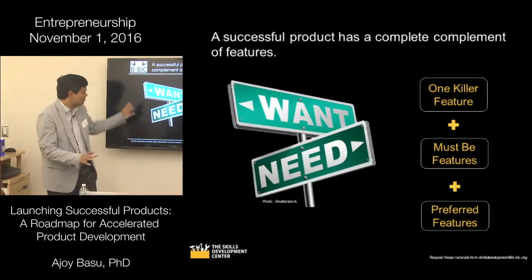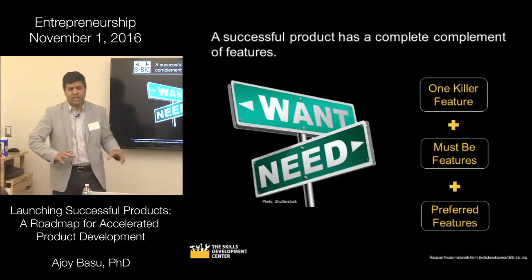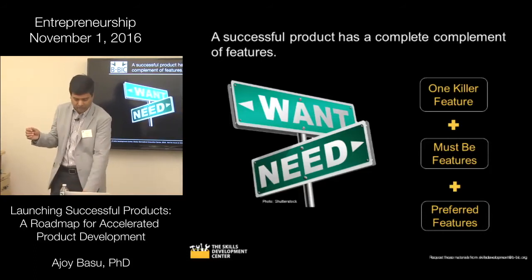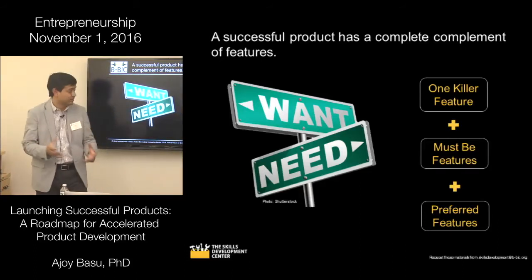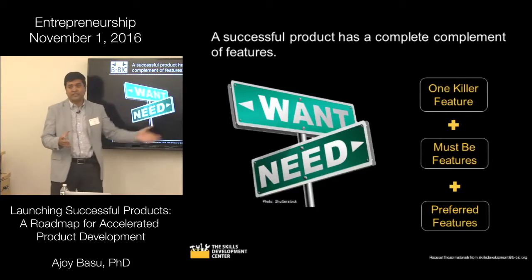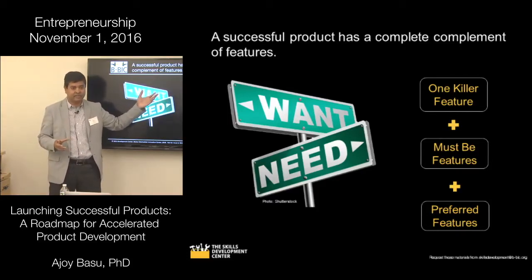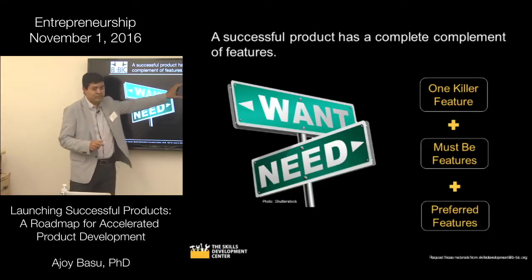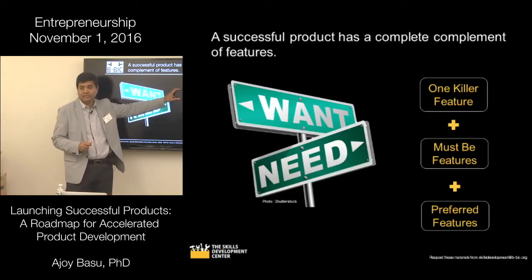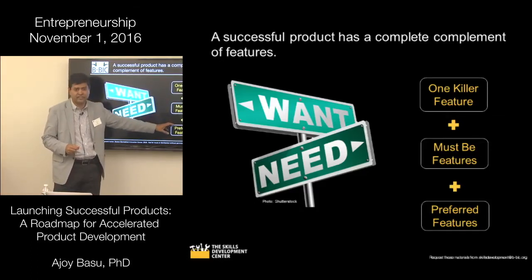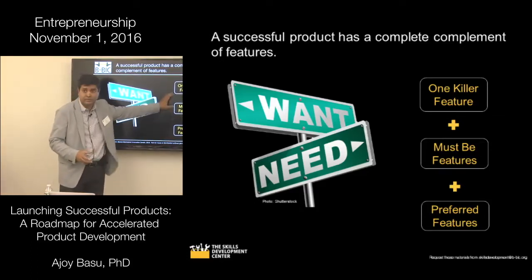Now, to make your product successful, it's not just to come up with that one thing, right? So you need actually three things. One is you need to have this. I guess in software world, it's called the killer app, like one knockout feature that nobody else does today. But if you just have that, that is not enough. You also have to have what are called must-be features and preferred features, and we'll talk about these two in the next few minutes.